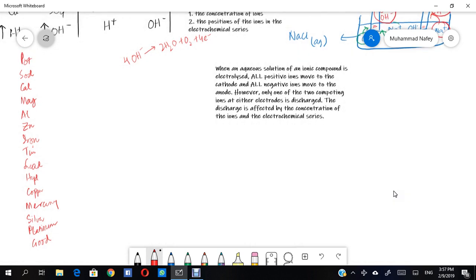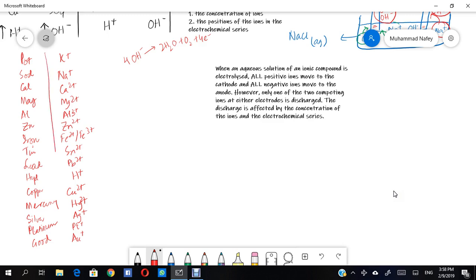And we know that metals always produce cations. So if we convert these to ions, we'll have K+, Na+, Ca2+, Mg2+, Al3+, Zn2+, Fe2+ or 3+, then Sn2+, Pb2+, H+, Cu2+, Hg+ or 2+, Ag+, Au+, Pt+. Right. So this is our series of cations.